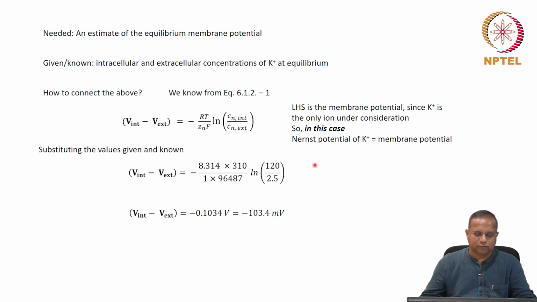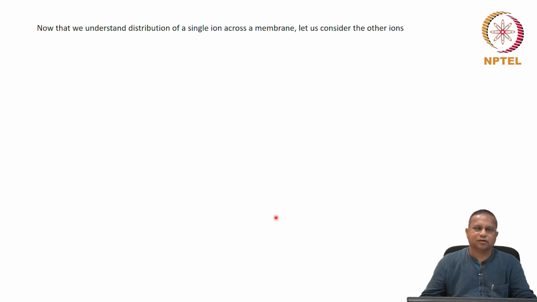So this will turn out to be, if you crank the number out, minus 0.1034 volts, which is nothing but minus 103.4 millivolts. Okay. So this is a typical value, not a typical value, but if you consider one ion, it is a typical value, especially potassium. Now that we understand the distribution of a single ion across a membrane, let us consider the other ions also.